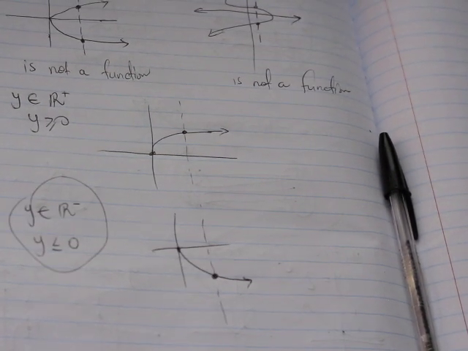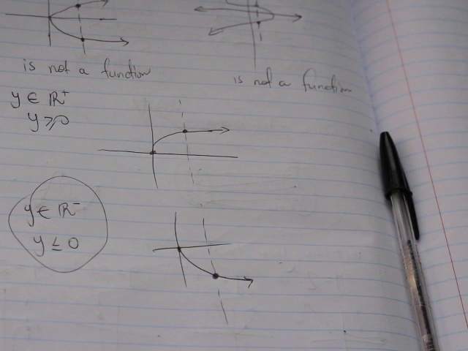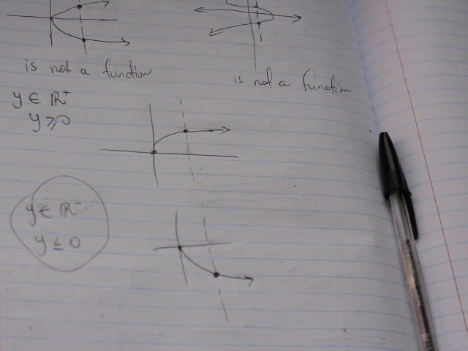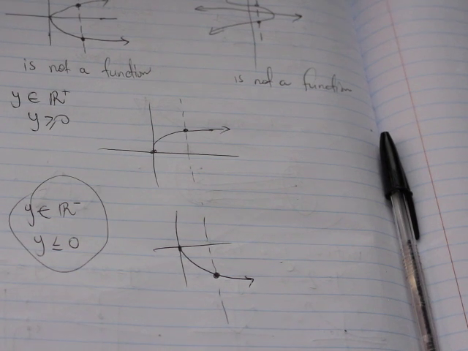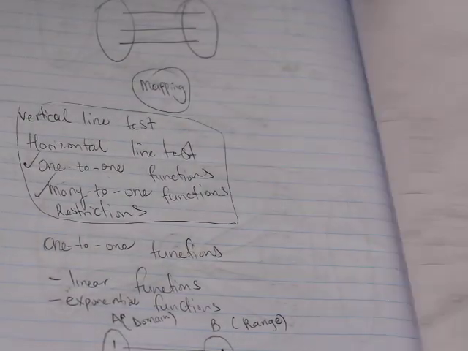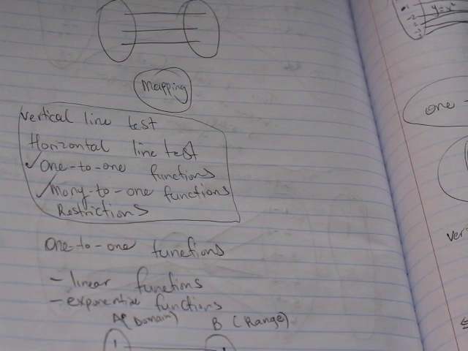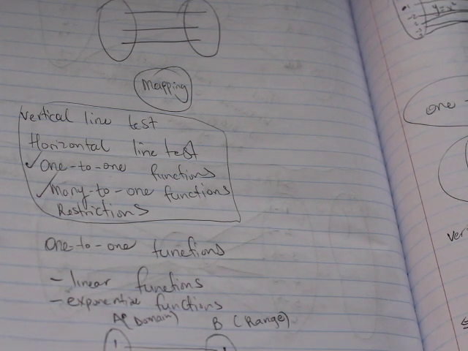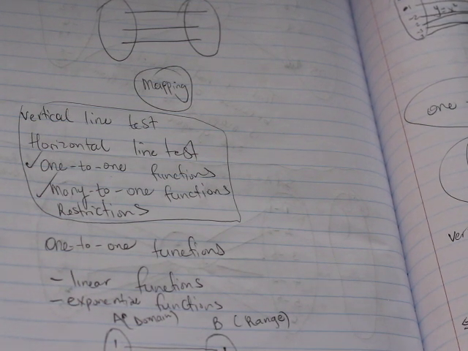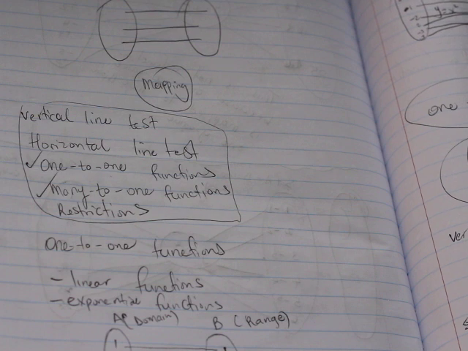So that's just a quick introduction to restrictions. How you can actually restrict your mapping in such a way that it becomes a function. All right, so yes, I think we've gone slightly overboard. I honestly wanted to talk about the horizontal line test as well. Yes, but we're almost done. Let's talk about the horizontal line test. So what is a horizontal line test?